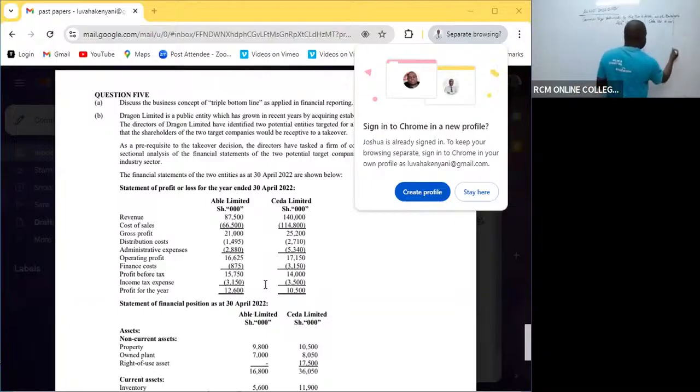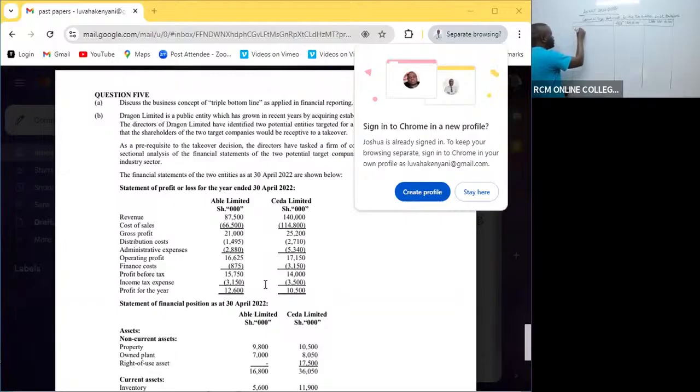So we can have those two. Our amounts are in shillings of thousands. So remember what he said: when you're coming up with a common size statement analysis with regard to the income statement, we take the sales or the revenue to be the base. So our sales here will represent 100%.